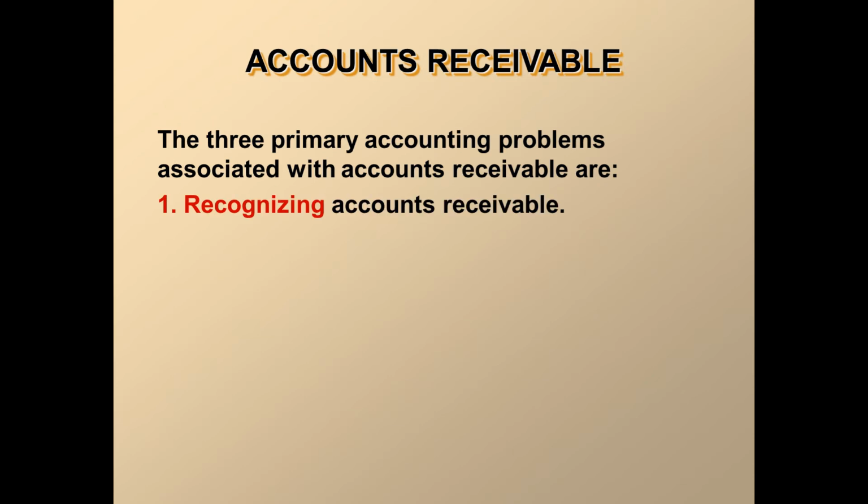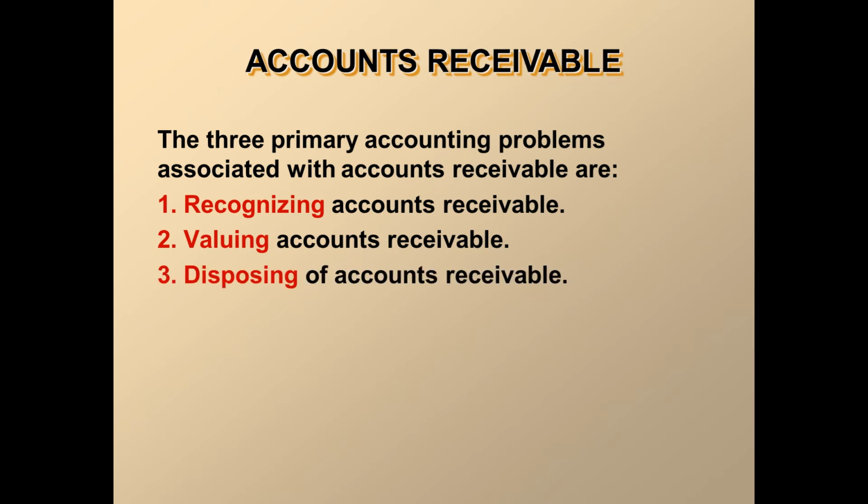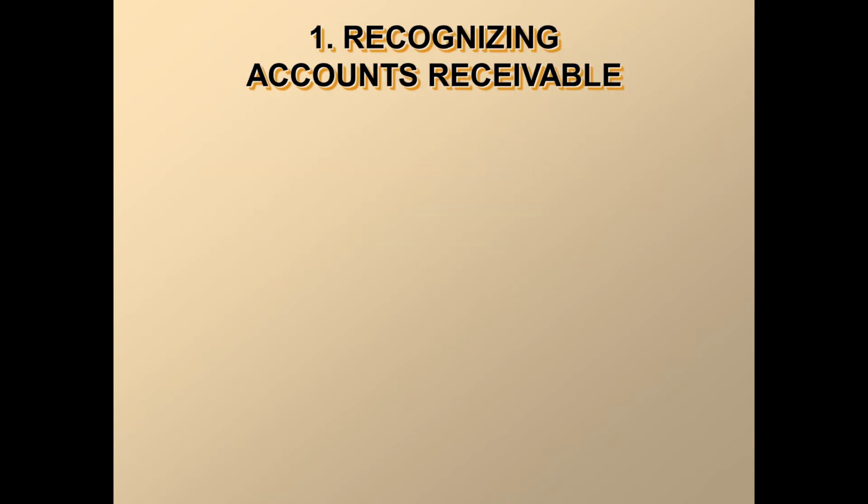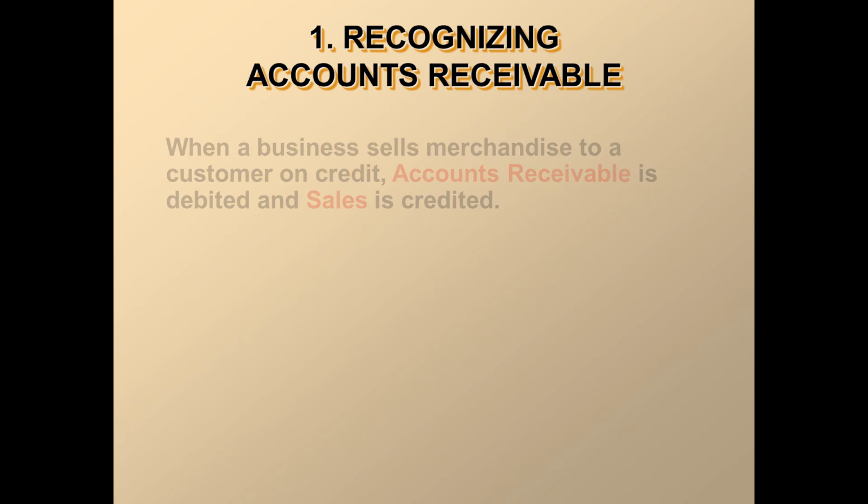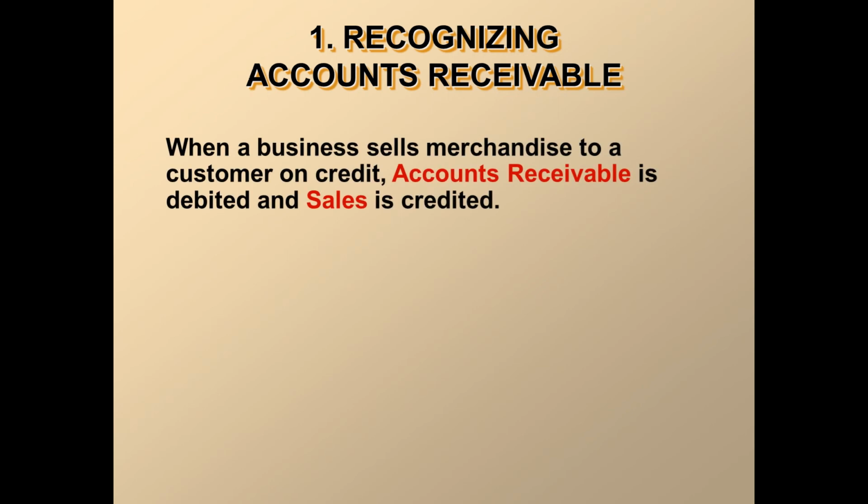So there are three primary accounting problems associated with accounts receivable. The first one, recognize accounts receivable, and then value the accounts receivable. And the final step is to dispose of the accounts receivable. So let's talk about the first step. We know when a business sells merchandise to a customer on credit, the accounts receivable is debited and the sales is credited.